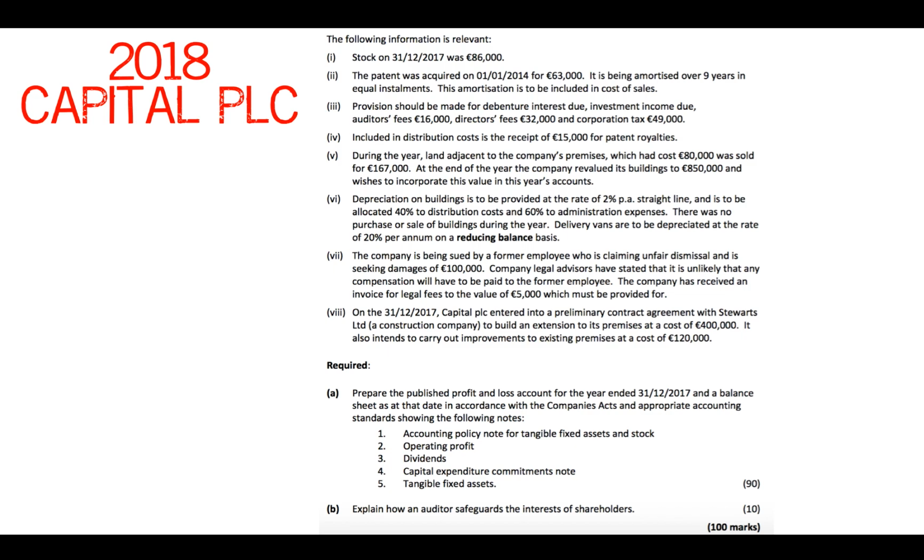Required, Part A. Prepare the published profit and loss account for the year ended 31st of the 12th, 2017 and a balance sheet as at that date in accordance with the Companies Acts and appropriate accounting standards showing the following notes. Number 1, accounting policy note for tangible fixed assets and stock. Number 2, operating profit. Number 3, dividends. Number 4, capital expenditure commitments note. And number 5, tangible fixed assets, and that is for 90 marks there. And then Part B, explain how an auditor safeguards the interests of shareholders for 10 marks.